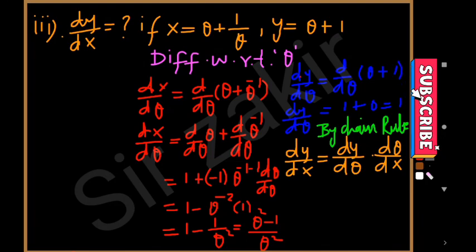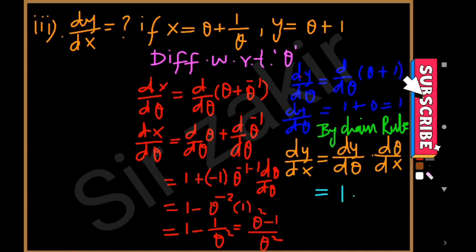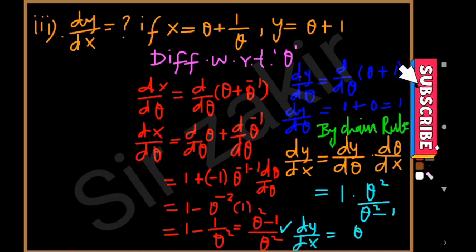Now we will substitute values. If values are substituted, dy by d theta is 1. d theta by dx is a reciprocal of this form. Reciprocal of this is theta square by theta square minus 1. And now finally dy by dx is equal to product of these two, obviously theta square by theta square minus 1. So it is the answer.